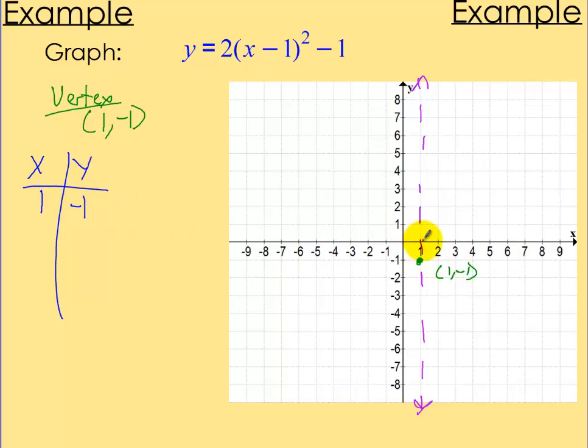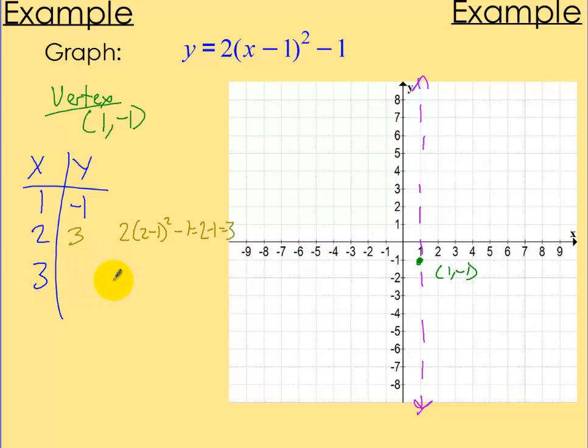I'm going to plot 2 points. I'm going to pick 2 points to the right this time. So I'll pick 2 and 3 for X. If I plug 2 in, I'm going to do the work over here. I'm going to get 2 times (2 minus 1) squared minus 1, which is going to equal 2 times 1 squared, so 2 minus 1, which is going to equal 3. So if X is 2, Y is 3.